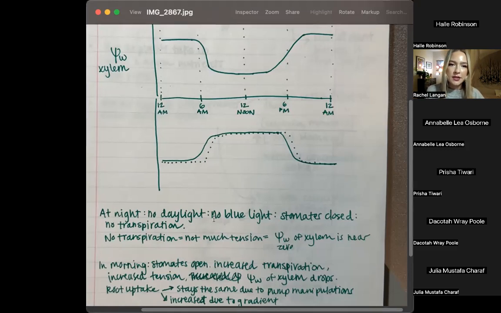Or she said you could say that it will increase due to gradient. Because we're increasing the pull and increasing the negative pressure, you should see an increase in gradient and an increase in root water uptake. In my opinion, I think this is the one that's more correct. I think it doesn't make sense for it to stay the same. But she said she'll accept either answer.